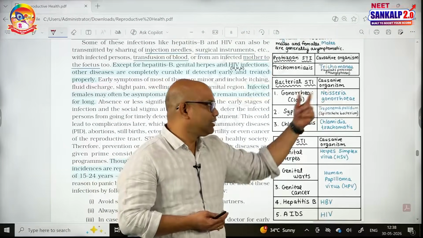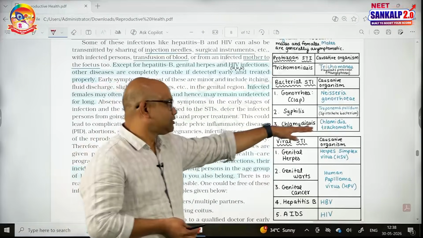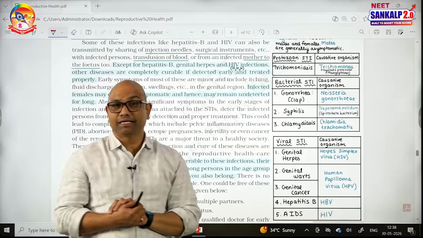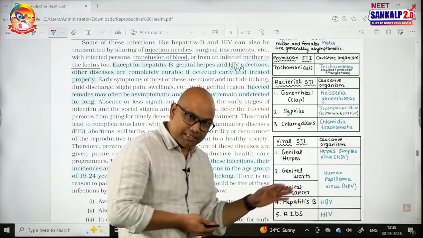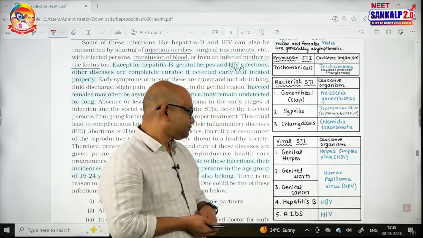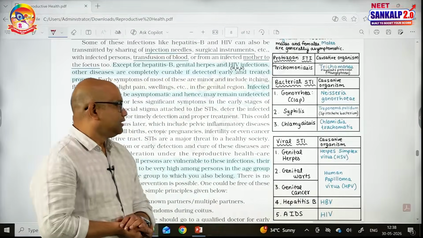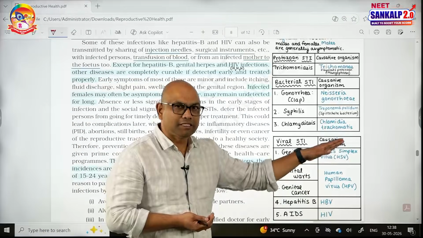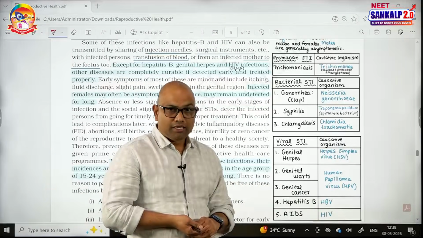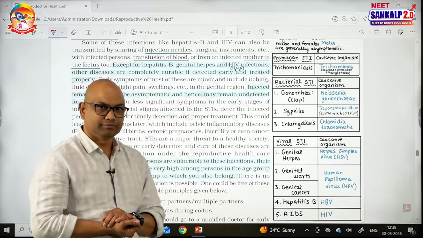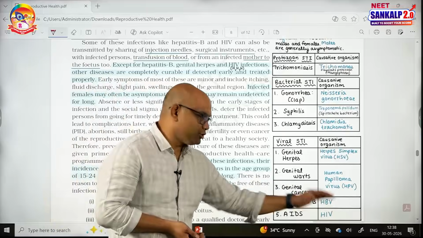Gonorrhea is caused by Neisseria gonorrhoeae. Syphilis is caused by Treponema pallidum. Chlamydiasis is caused by Chlamydia trichomatis. These are the bacterial STDs. The viral STIs include genital herpes, genital warts, cervical cancer, hepatitis B, AIDS. Genital herpes is caused by the herpes simplex virus. Genital warts and cervical cancer are caused by human papilloma virus, HPV. Hepatitis B is caused by hepatitis B virus, AIDS is caused by HIV.